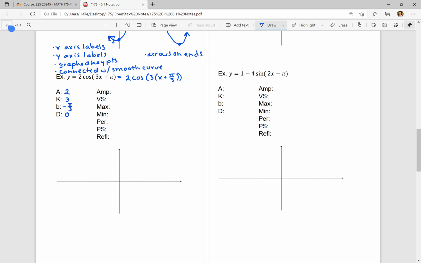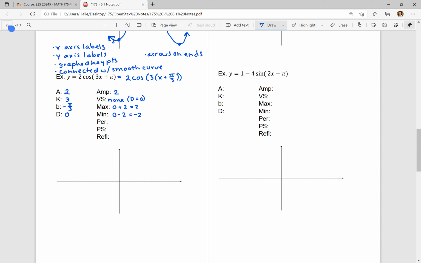So now let's translate these numbers into all of the information about our function. So the amplitude comes from the letter A, so our amplitude is 2. Our vertical shift, we still don't have one because D is 0. Our maximum is going to be the midline plus the amplitude, so we have 0 plus 2 is 2. Our minimum is the midline minus the amplitude, which is minus 2.